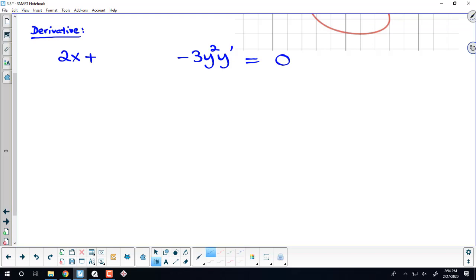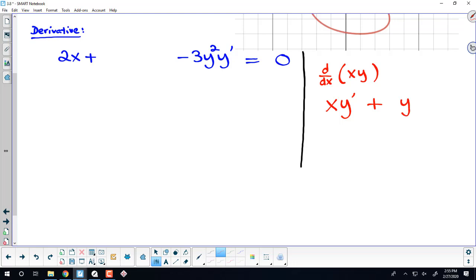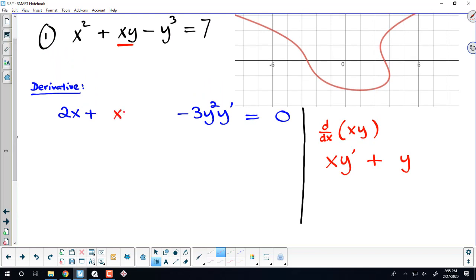I didn't leave enough space. But over here, let's take the derivative of xy. So it's a product rule. We have the first times the derivative of the second. What's the derivative of y? Y prime. First times the derivative of the second plus the second times the derivative of x, which is 1. So there's the derivative of xy: xy prime plus y. All right, any questions on what we've done? So that's not quite the derivative.